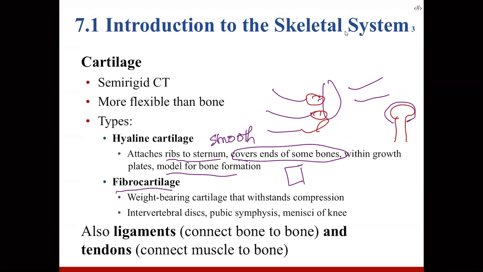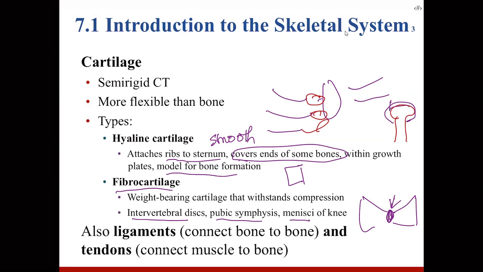Fibrocartilage is weight bearing. Okay, so it's going to withstand compression. It's in places where there's going to be pressure. So it's in between the vertebral discs, or the vertebrae, or it is the vertebral discs. It's in the front of the pelvis at the pubic symphysis. So that's just in the pubic area. And we'll go over the anatomy of the bone, so you'll see that. It's also what makes up the meniscus that's in your knee.